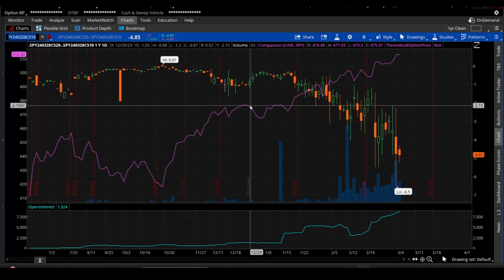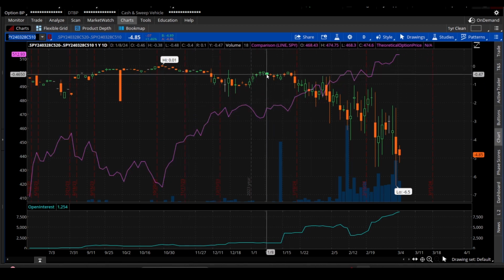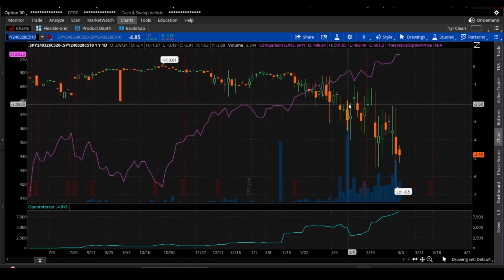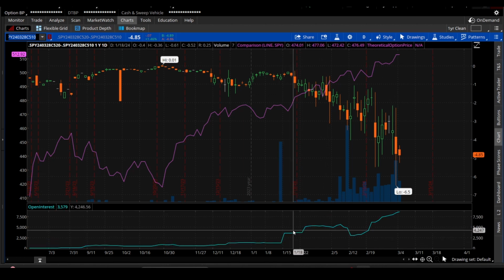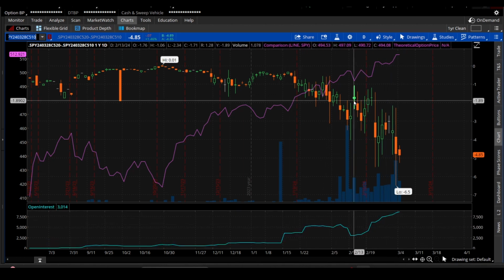And then as the SPY climbs, since we're short a call credit spread, we can see the call credit spread is actually losing money. It's going against us. And once again, we have the volume and open interest right here.